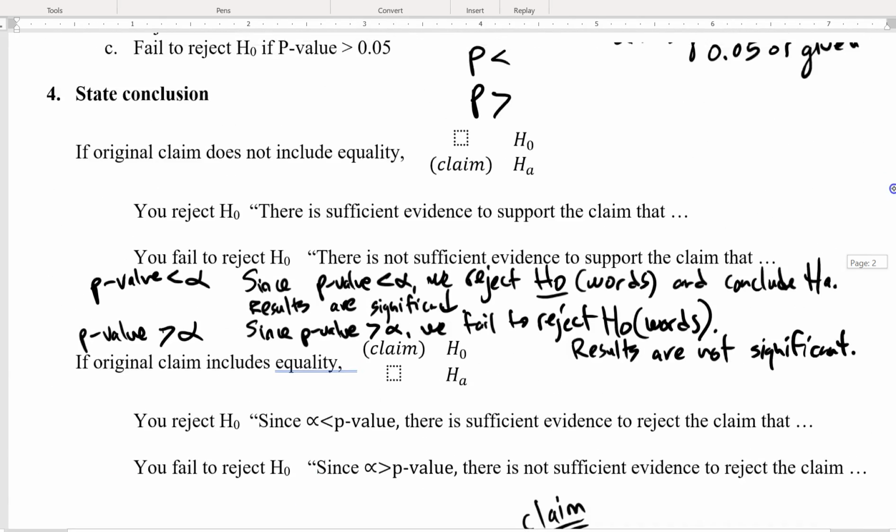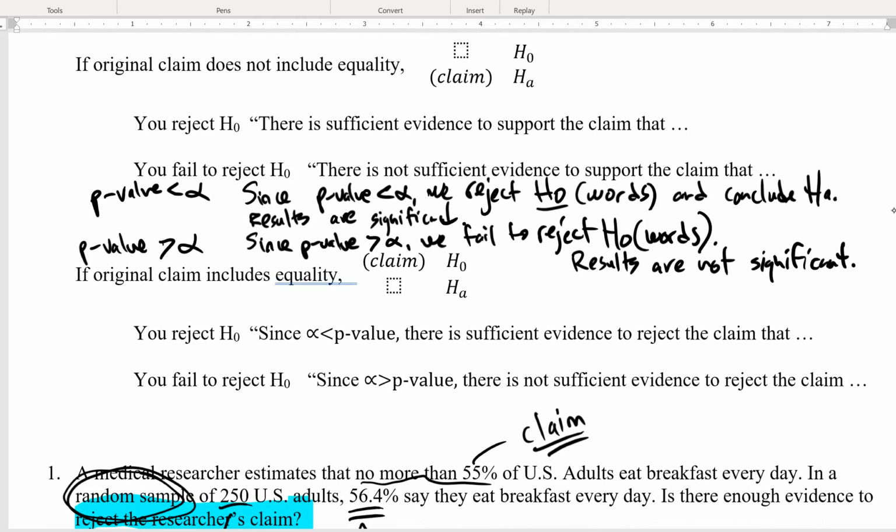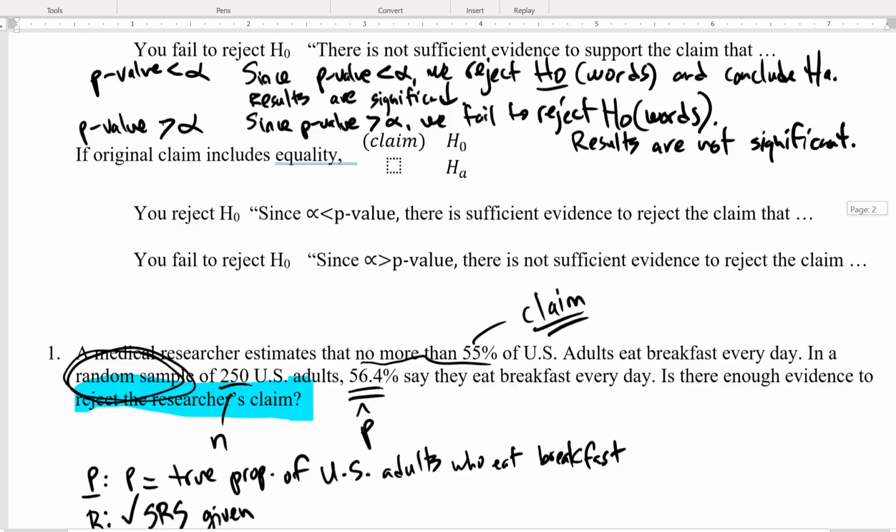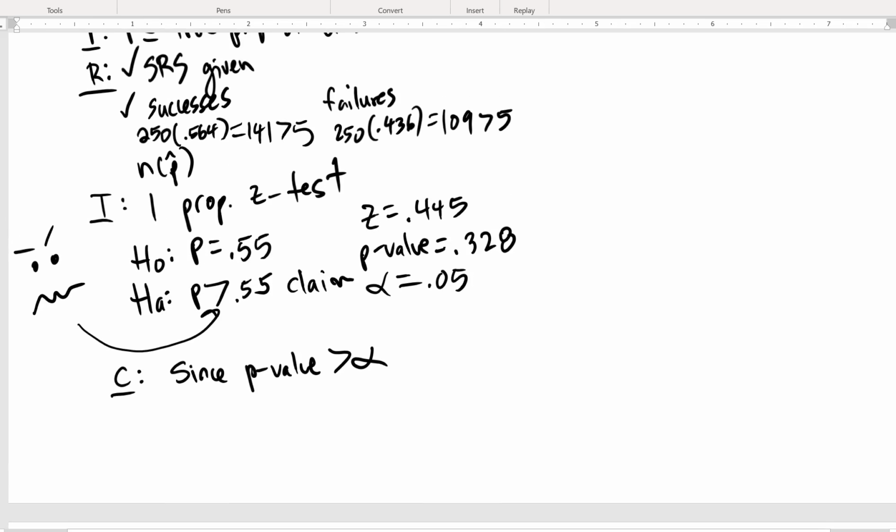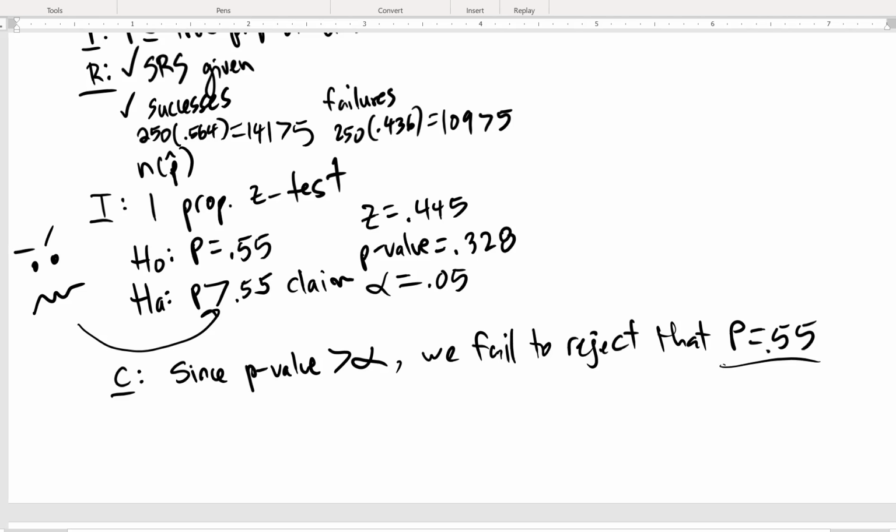What I would do is go to my notes and put this on a note card and say p-value is greater, we fail to reject, results are not significant. Right? Since this, we fail to reject that P is equal to 0.55. Notice I put that in words. Okay? You're not going to just write H naught there if you want full credit.